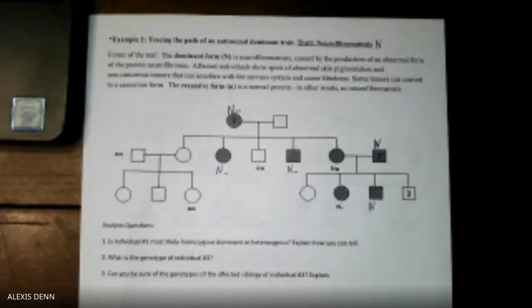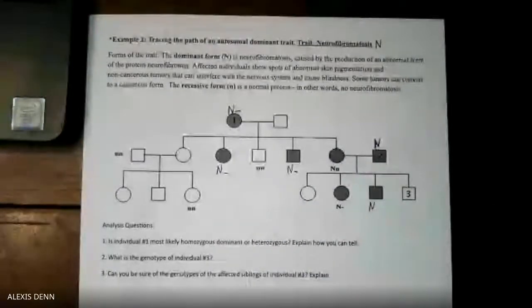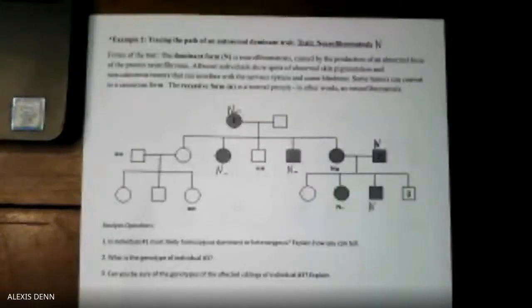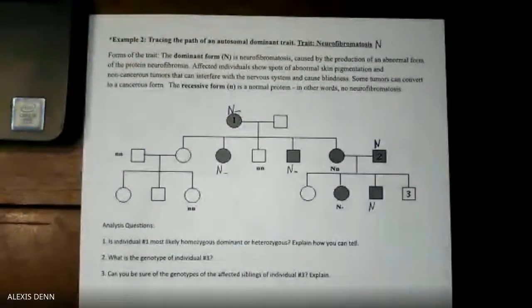So the dominant form, capital N, is neurofibromatosis caused by the production of an abnormal form of the protein neurofibromin. Affected individuals show spots of abnormal skin pigmentation and non-cancerous tumors that can interfere with the nervous system and cause blindness. Some tumors can convert to a cancerous form. The recessive form, little n, is a normal protein. In other words, no neurofibromatosis. In this case, the normal, non-detrimental version is actually recessive.